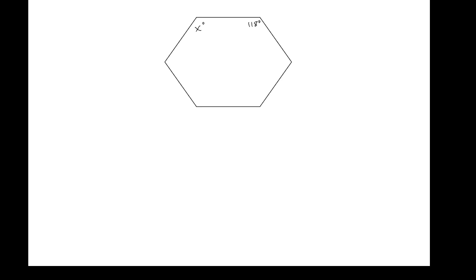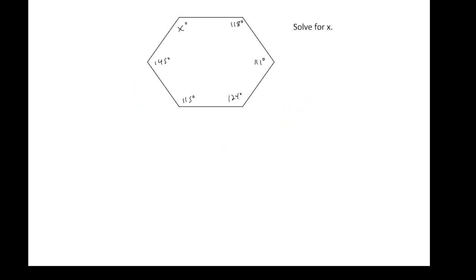I have 118 degrees here. I have 111 degrees here. I have 145 degrees over here. I have at the bottom 115 degrees. And I have 124 degrees. And here, our problem asks us to solve for x. All right, well, first question we ask is, what's going to be the entire interior angle sum here? So that's what we need to calculate.